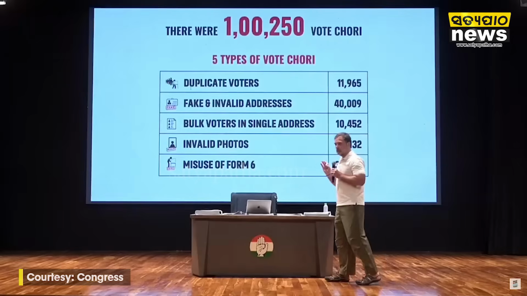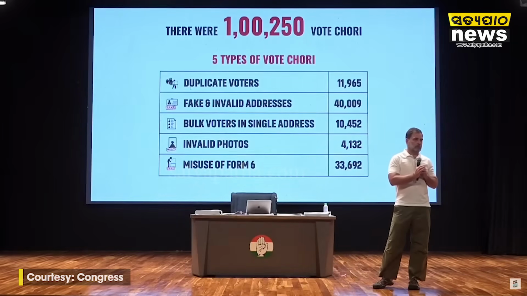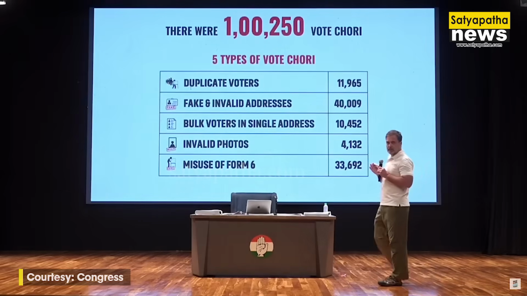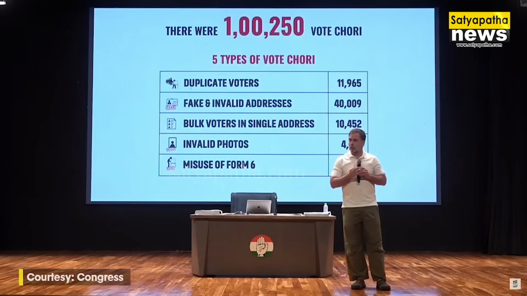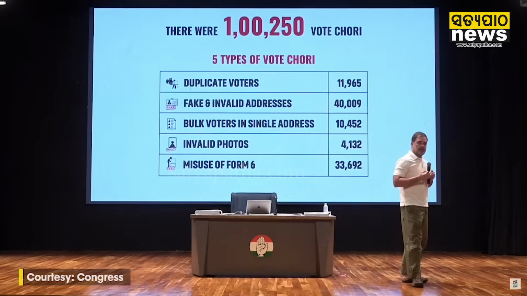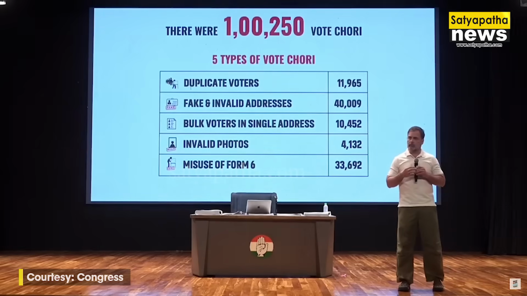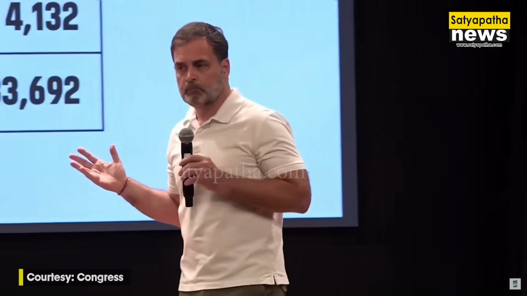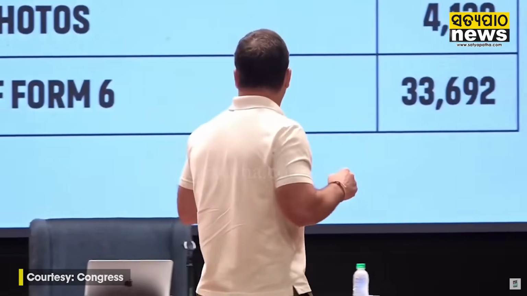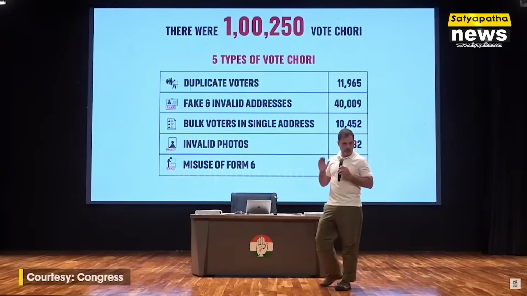The first way, duplicate voters. One voter appearing multiple times on the voter list. Fake and invalid addresses. Voters who didn't have addresses or were just fake addresses. Bulk voters in single address. One building, 50 people, 60 people, 1 bedroom house, but we go there, no 50 people living there. No record of those people ever having lived there. 1 family living in that house. Invalid photos, photos which you simply cannot see or no photos existing of theirs on the polling list.